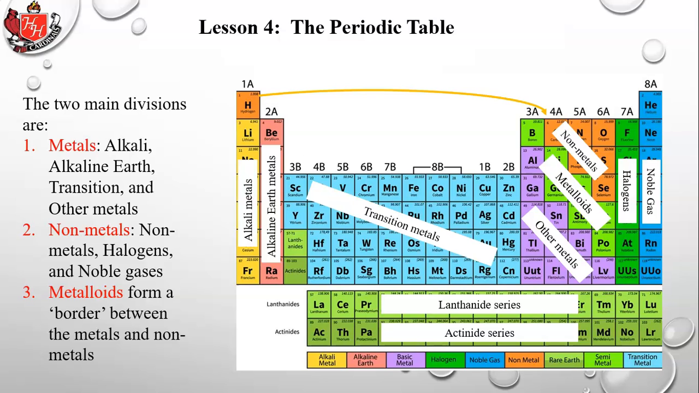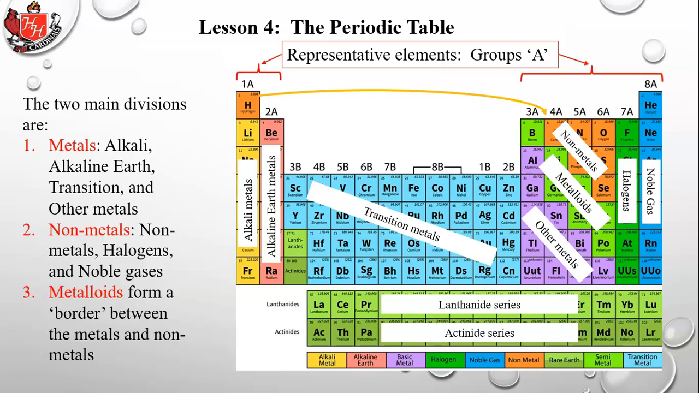The metalloids are that light green diagonal section there, and it's kind of a border between the metals and the nonmetals. We don't really talk much about the metalloids. It has characteristics of both metals and nonmetals.